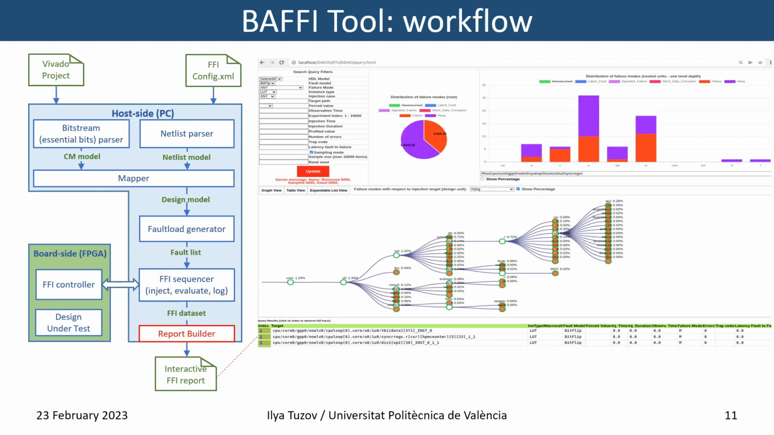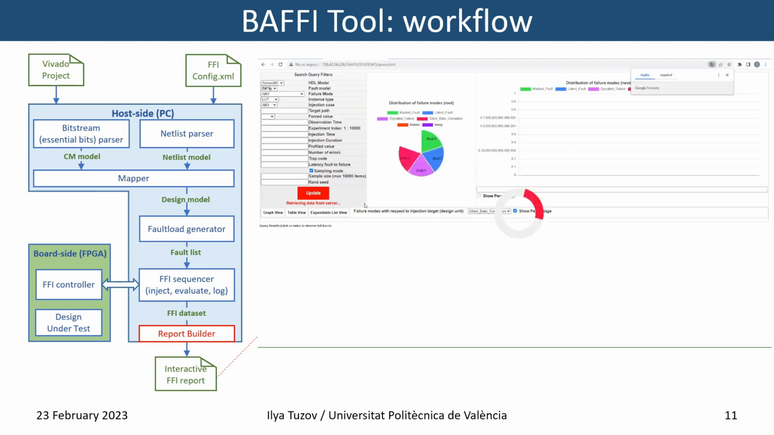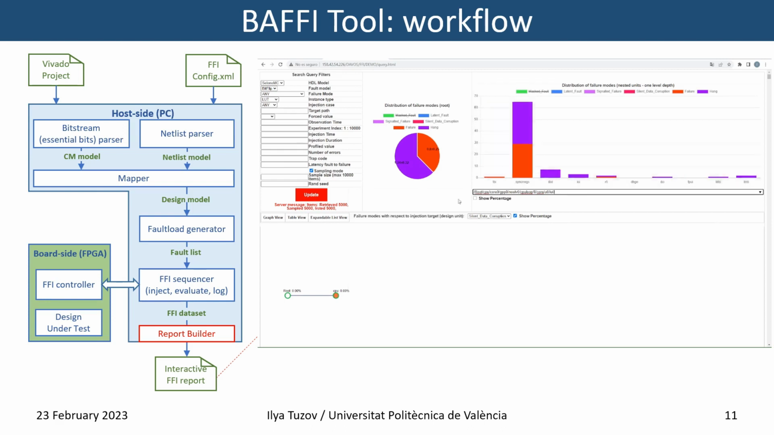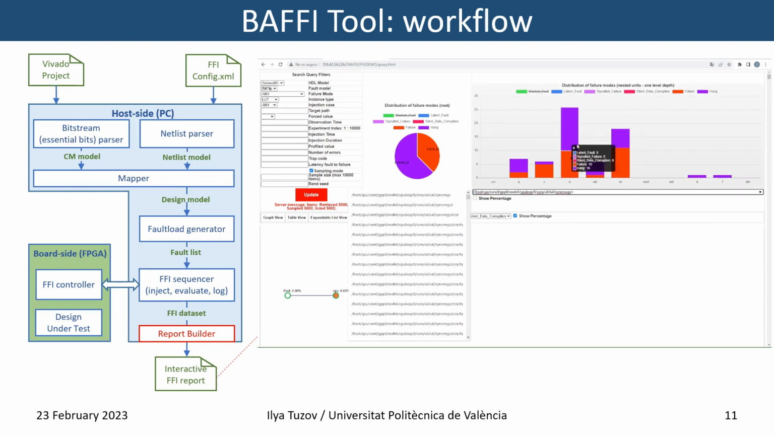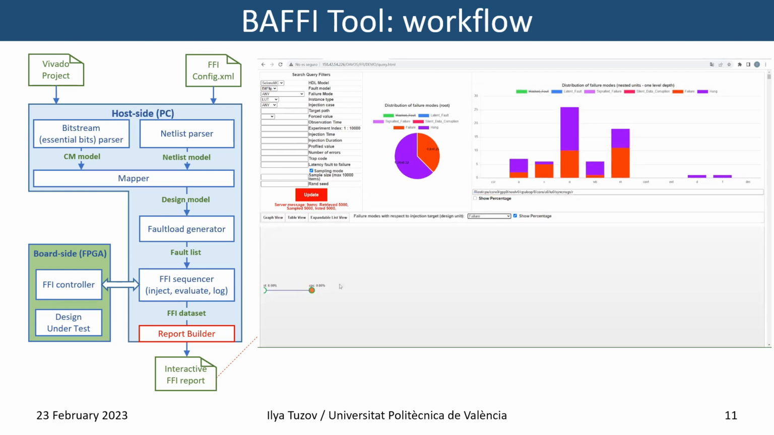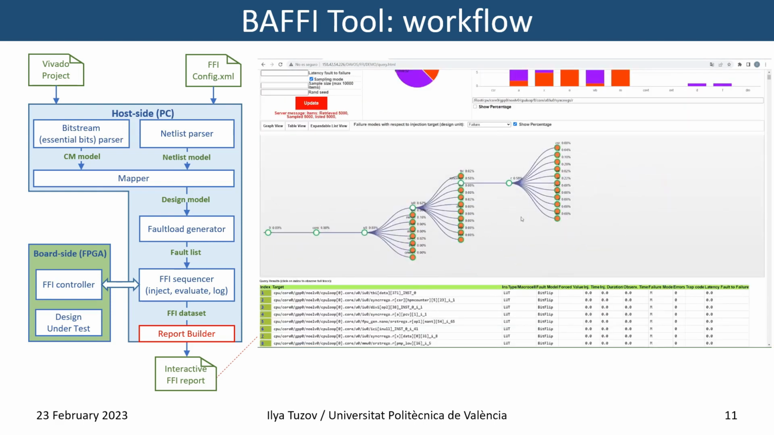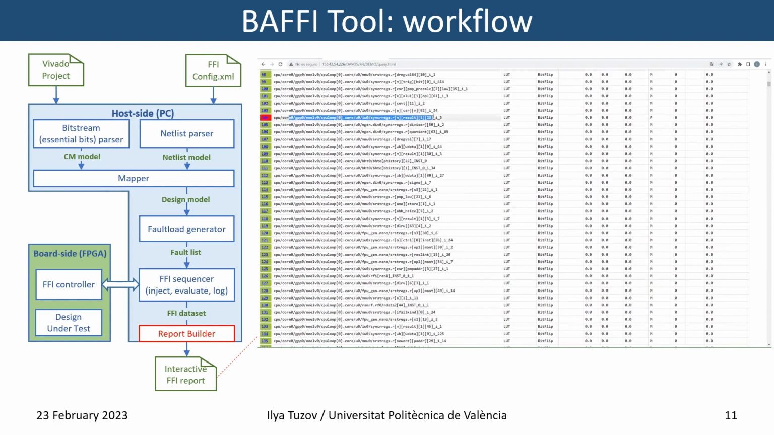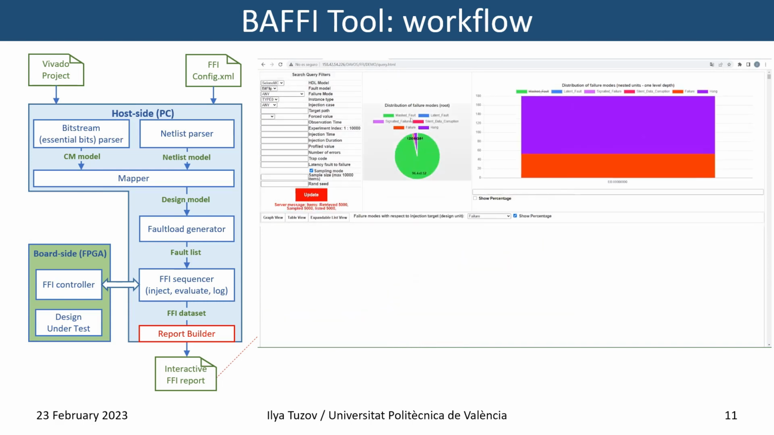And finally, BAFFI generates a fault injection report in several formats. In addition, all the collected FFI results are exported to an SQLite dataset, and then we can query and visualize the results from the dataset using an interactive web interface. There are a number of filters to query the results and several widgets to visualize the distribution of failure modes, to highlight the weak points of the design, and also to check the details of each individual injection run.